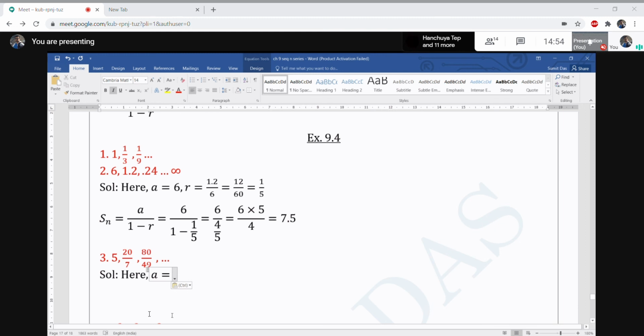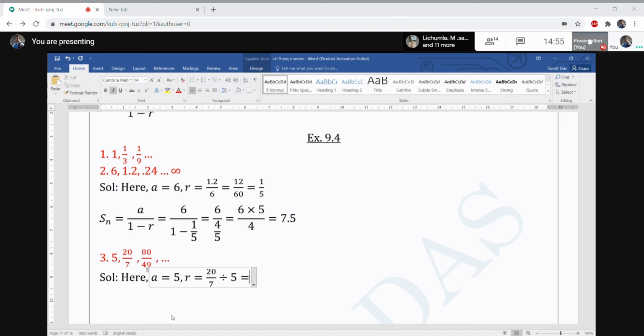Question number 3. A is 5. Common ratio r will be equal to second term divided by first term. So second term is 20 by 7, divided by first term, that is 5. If you simplify this one, you will get 20 by 7 into 1 by 5, which is equal to 4 by 7.